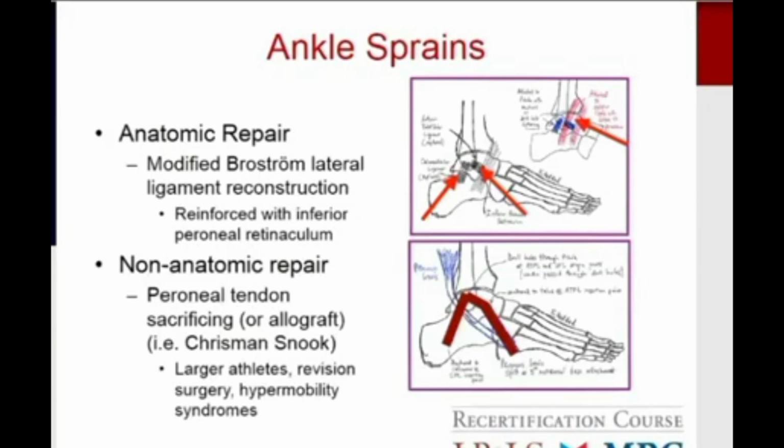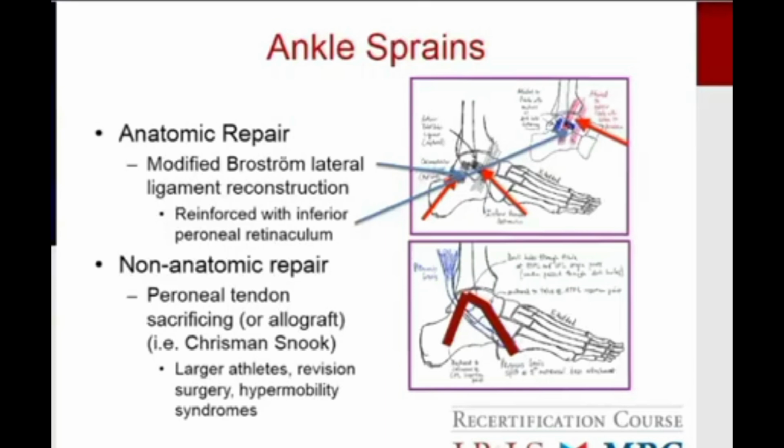We do an anatomic repair of the ligament complex for those that have chronic ankle sprains which recur repetitively over time. In that patient, we always start with a modified Brostrom lateral ligament reconstruction, which takes the anterior talofibular and calcaneofibular ligaments and advances them over the lateral wall of the fibula. It is a modified procedure because we don't simply repair the ligaments. We actually take the inferior peroneal retinaculum and we also advance that over the lateral wall of the fibula to give absolute stability to our overall construct.